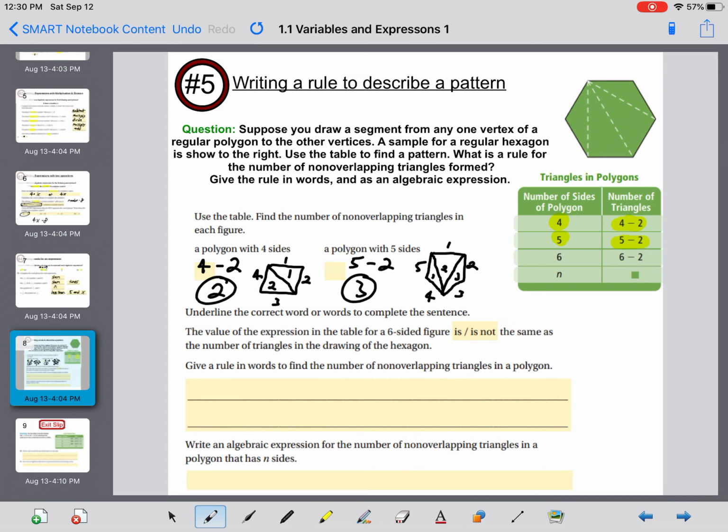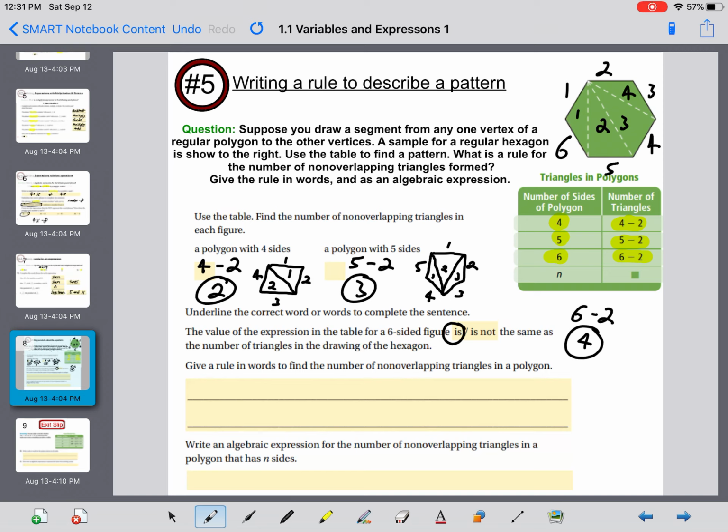The value of the expression in the table for a 6-sided figure is or is not the same as the number of triangles in the drawing of the hexagon. Well, a 6-sided figure, according to the table, would be 6 minus 2, would be 4 triangles. If I look at my figure up top, it has 1, 2, 3, 4, 5, 6 sides, and it has 1, 2, 3, 4 triangles. So they are the same.